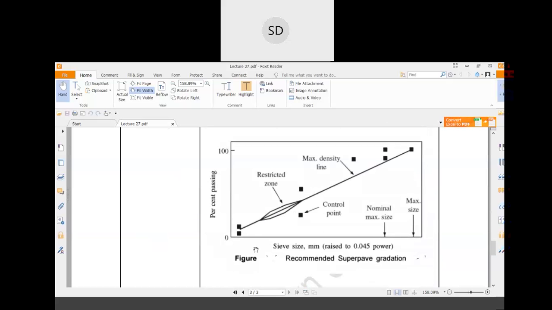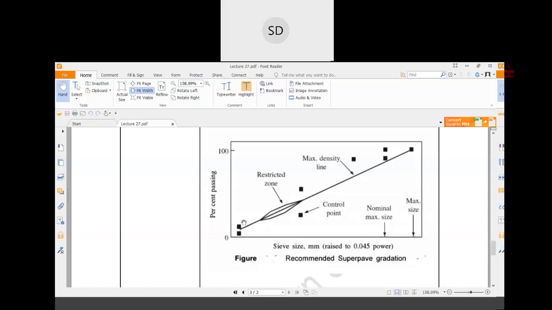So basically, these are the different Superpave gradations. Sieve size raised to the power 0.045. Whatever sieve size, normal sieve size you are using, you have to raise that in Superpave to the power of 0.045. That is, if you are using a sieve size of 6 mm, then in that case it would be 6 mm to the power 0.045, like that. So basically, these are the different percentage passing, and these are the modified sieve sizes.